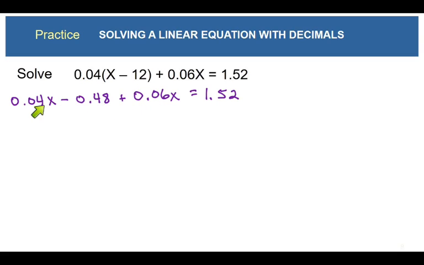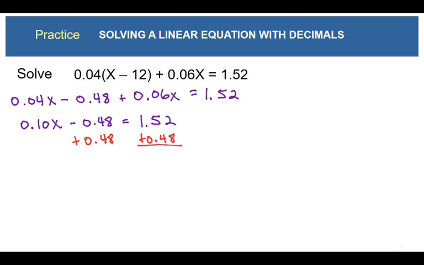Now we have like terms on the left, so we'll combine our like terms. 0.04x plus 0.06x is going to be 0.1x. And now let's add 0.48 to both sides. And that's going to give us 0.1x equals 2.00.